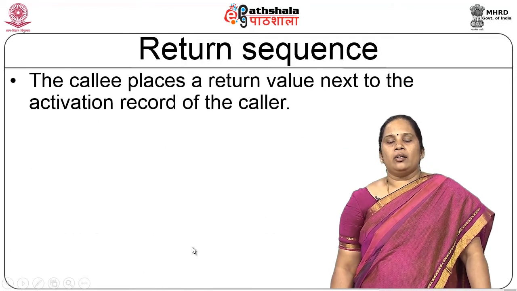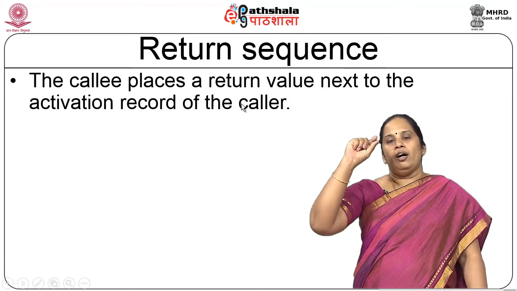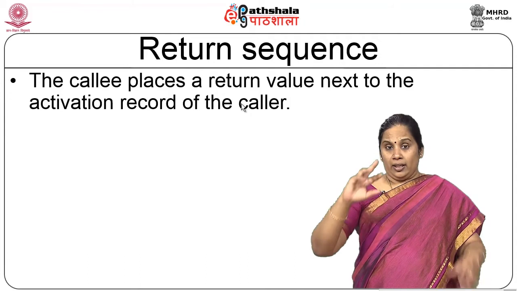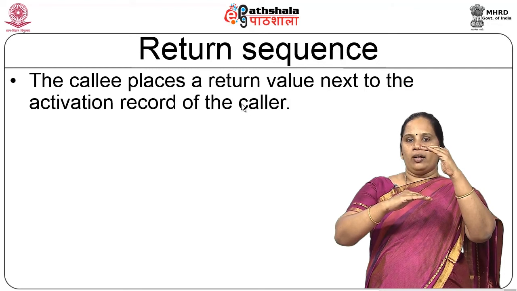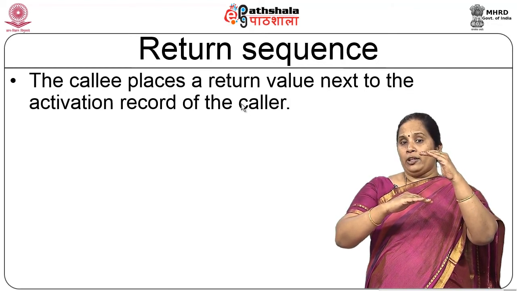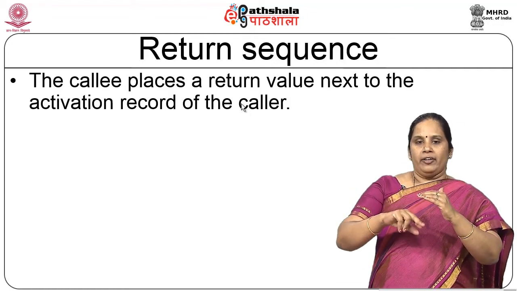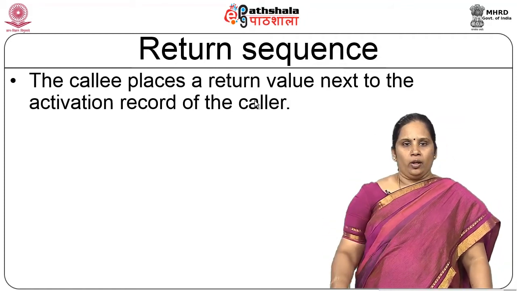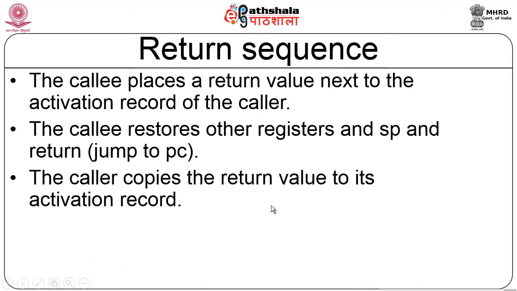And then on return sequence, the callee places the return value next to the activation record of the caller. So as you could see, the return value field of the callee is very close to the activation record of the caller. It's a stack. So first is going to be the return value, and the last fields will be local variables and temporaries corresponding to the caller. Then subsequently, when the callee is pushed, it is pushed here. So the first two fields, the return value and the parameters, are closer to the caller. The callee restores other registers and the stack pointer and returns. The caller copies the return value to its activation record.